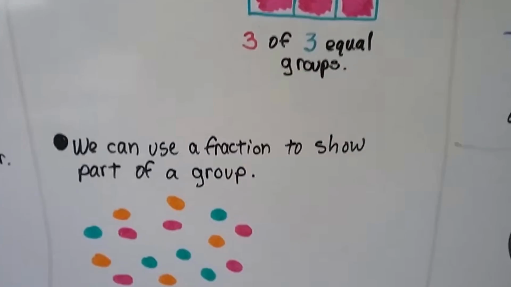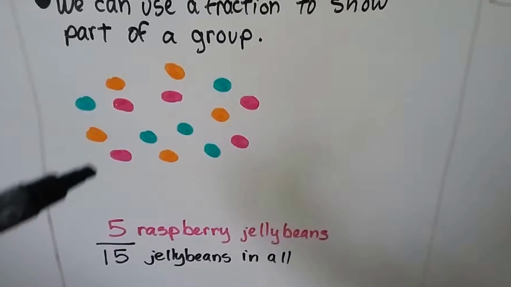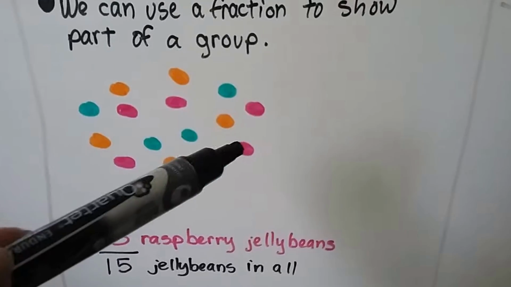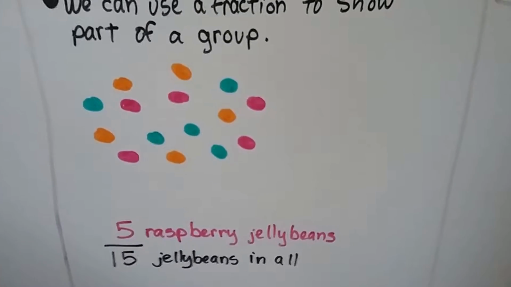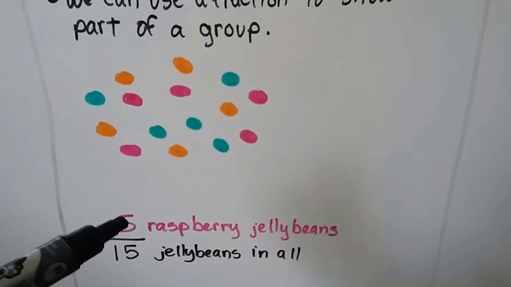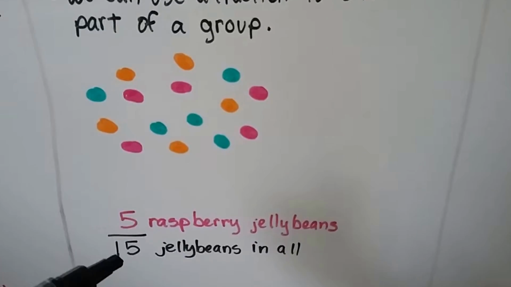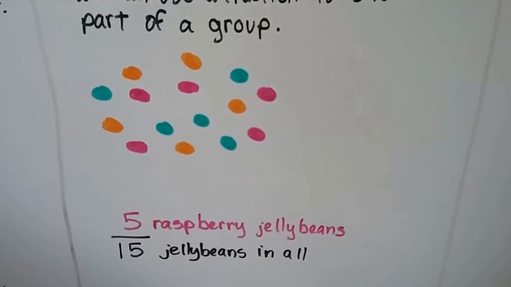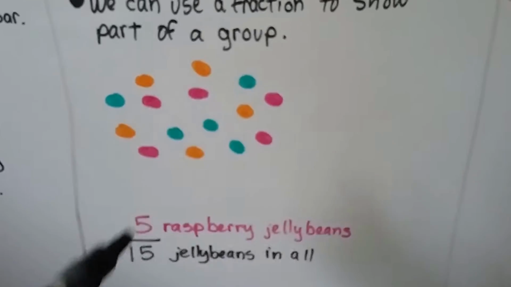We can use a fraction to show part of a group. We have 15 jelly beans here, and we've got 1, 2, 3, 4, 5 raspberry jelly beans. So 5 raspberry jelly beans out of 15 jelly beans in all. See? So that's a group, and we can do a fraction.